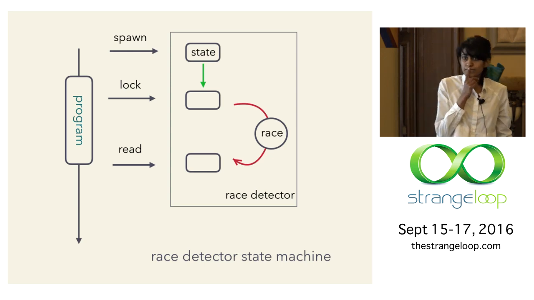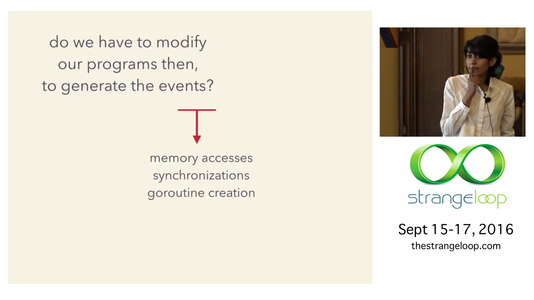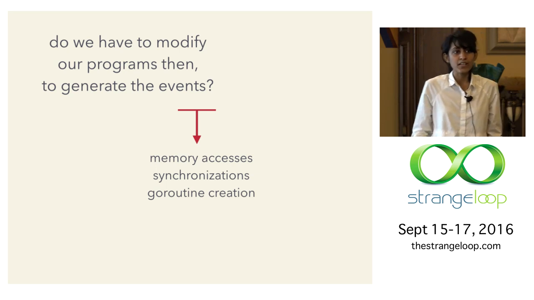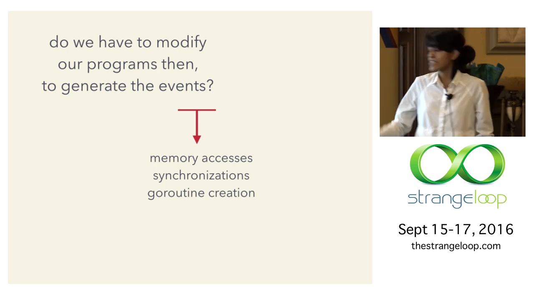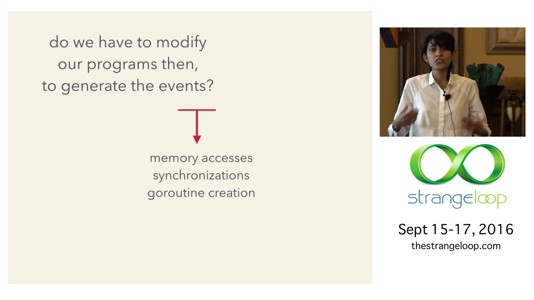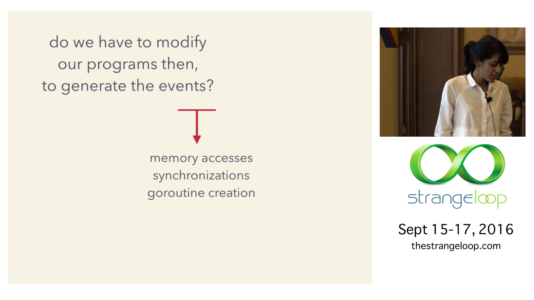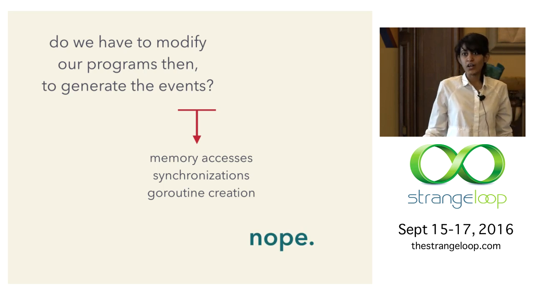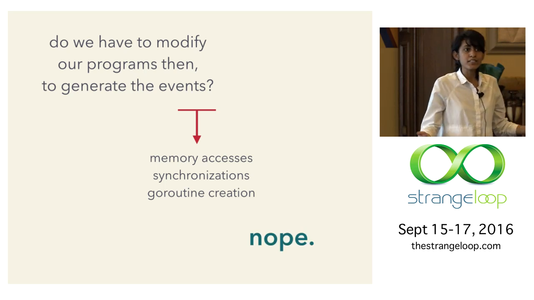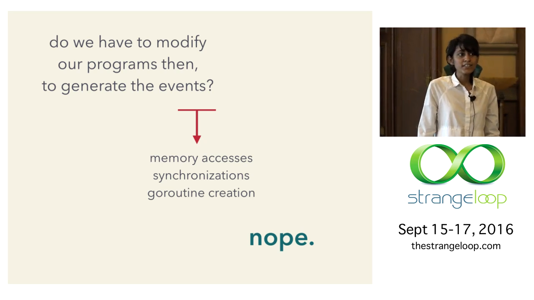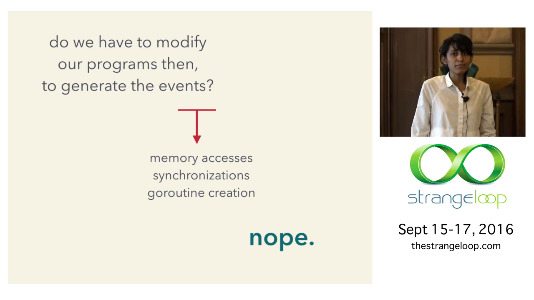But problem, does this mean that we have to modify our programs? So at every memory access, at every synchronization, every Go routine creation, do we have to call out to the race detector? Do we have to modify our programs? Well, no. We just saw that we can take our program and run the race detector on it. So what's going on? To answer that question, let's look at the source.